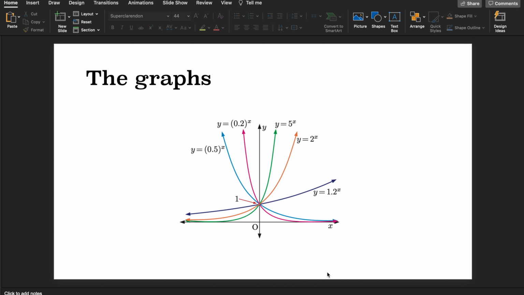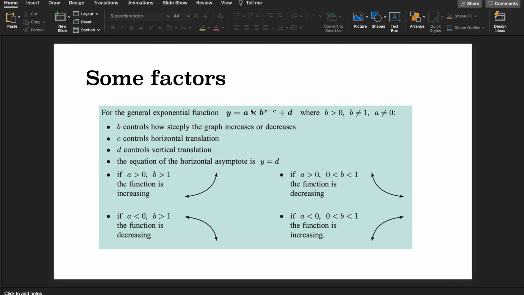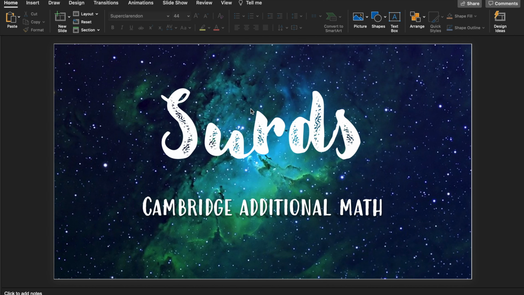So now let's look at some of the graphs. Like we have mentioned before, the value of b controls how steeply the graph increases or decreases. Here we can see y equals 5 to the power of x versus y equals 2 to the power of x. The graph of y equals 5 to the power of x is increasing more steeply than y equals 2 to the power of x. So over here you can see each and every graph. And that's pretty much it for this chapter. We're done with this chapter.